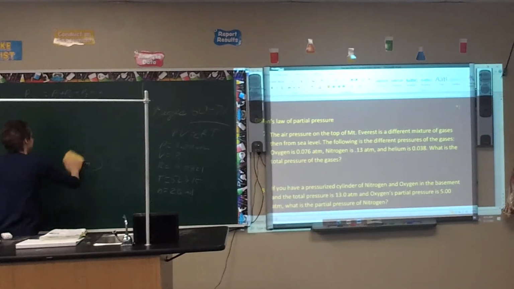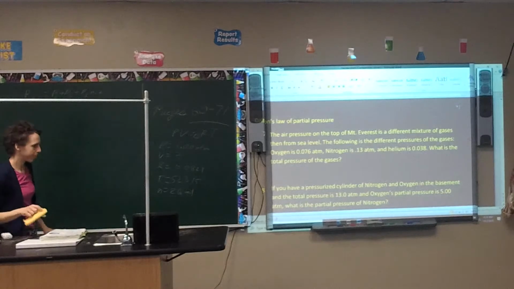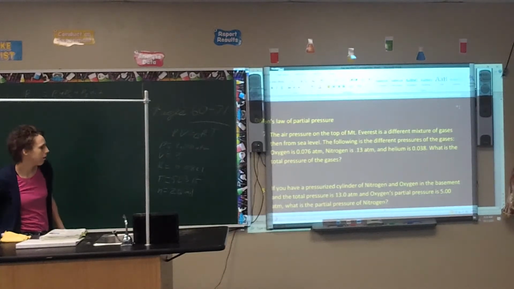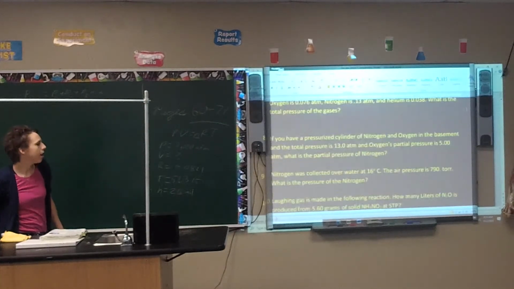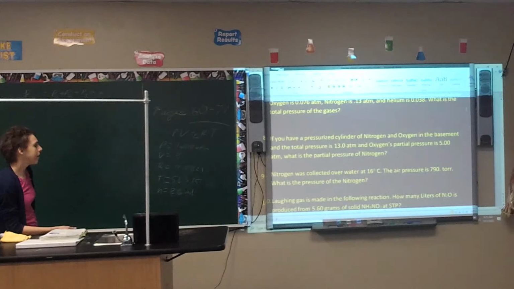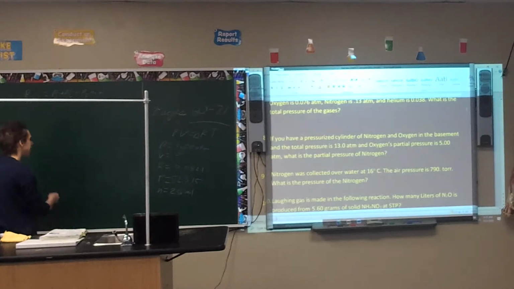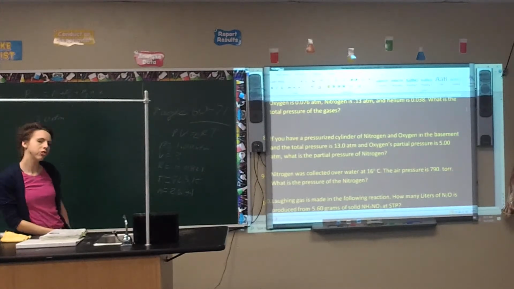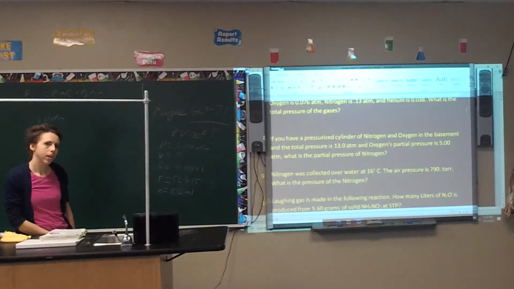Alright, let's look at the second type of problem for it. So if you have a pressurized cylinder of nitrogen and oxygen in the basement for some random reason, and the total pressure is 13 atm, and oxygen's partial pressure is 5 atm, what's the pressure of nitrogen? This is a little bit different, but if the total pressure is 13 atm, and oxygen has a pressure of 5 atm, what's the pressure of nitrogen? It might be that simple, so just make sure that yes, you do try it.